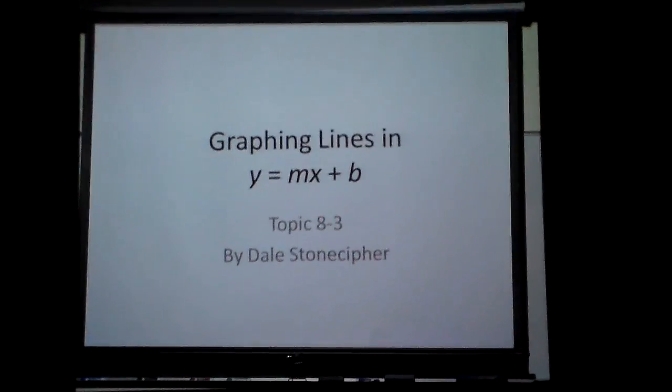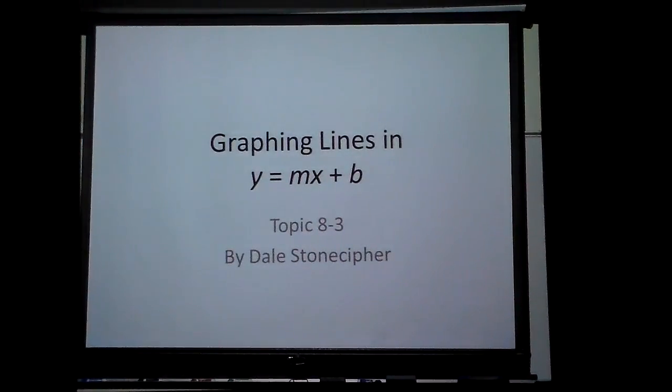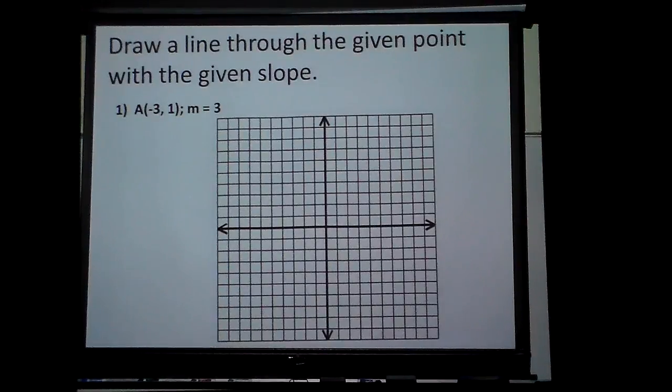Okay, hey, we're going to learn how to graph lines in the form y equals mx plus b, where we're given a slope and you have the y-intercept. First off, we're going to learn to graph them if you're just given a point and a slope. And notice this first problem, we have the point negative 3, 1.